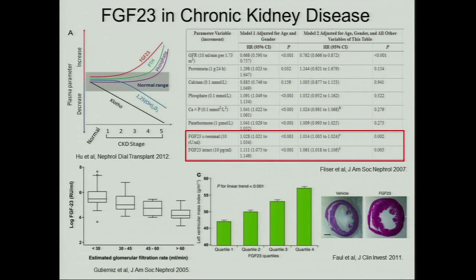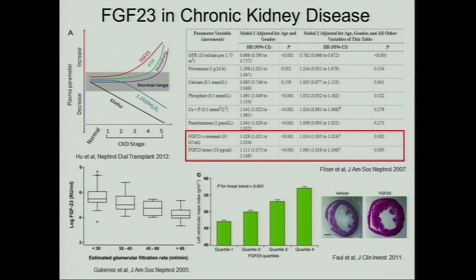And finally, in the bottom right-hand corner, elevated levels of FGF23 have been associated with left ventricular hypertrophy, and the hormone has been shown to directly induce LVH, possibly providing a mechanism by which FGF23 contributes to CKD-associated cardiovascular morbidity. So FGF23 has been well characterized in CKD, but little is known about it in the setting of acute kidney injury. So our goals were to assess whether or not FGF23 levels are elevated in acute kidney injury and whether or not the levels can predict acute kidney injury.